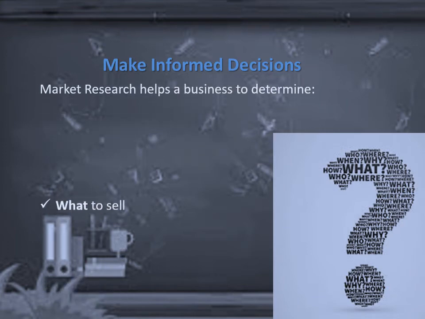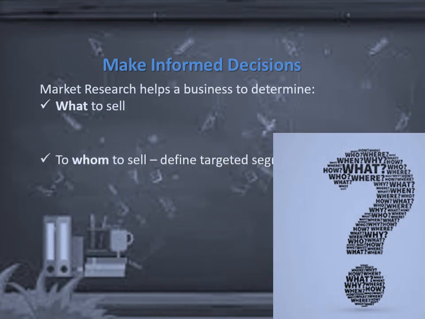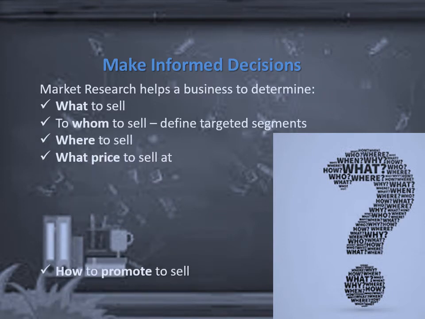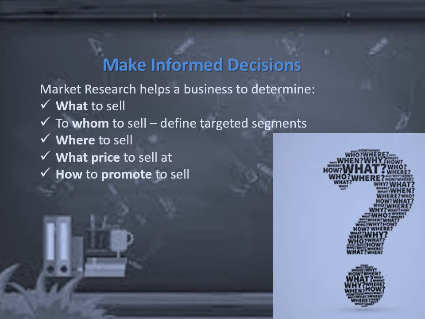How does it facilitate making informed decisions? It helps in answering all the W's, which is who, when, where, why, what, to whom. Market research helps a business to determine what to sell, to whom to sell, where to sell, what price to sell at, how to promote to sell. So, this means anything related to sales. Market research helps in making informed decisions.